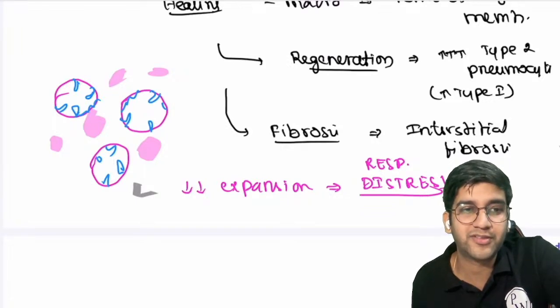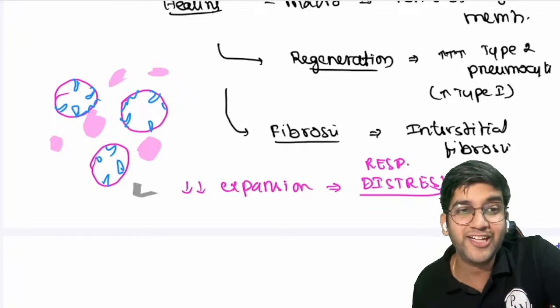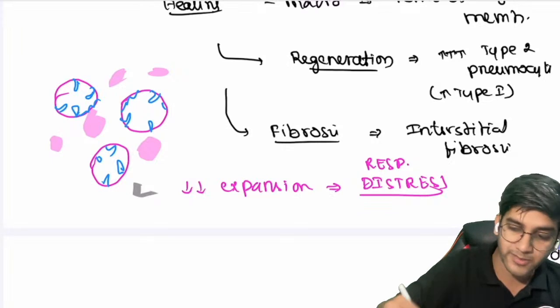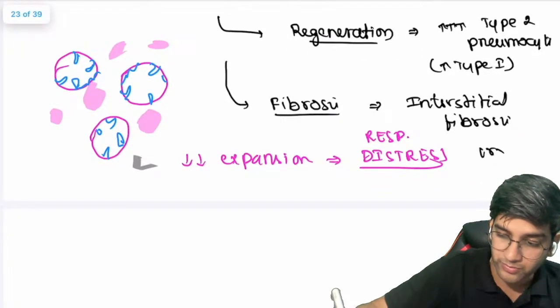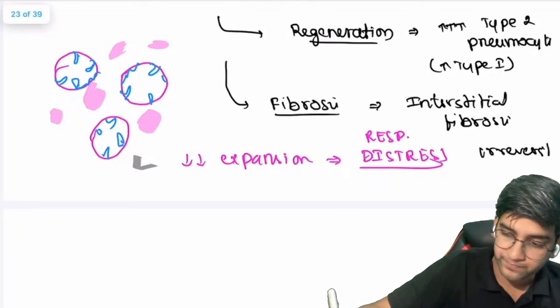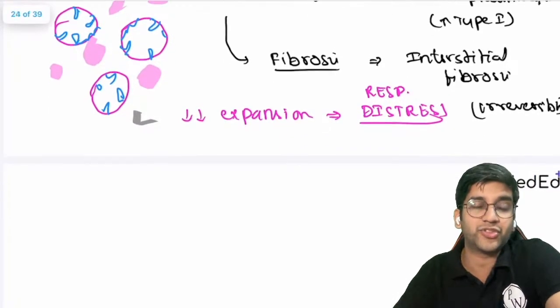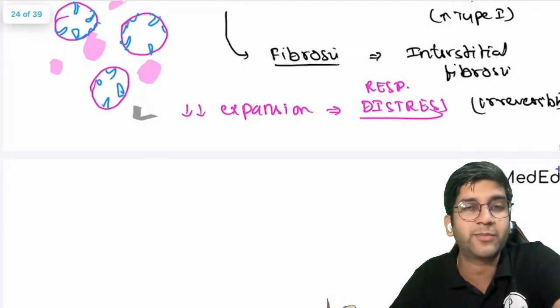Now tell me, this respiratory distress due to fibrosis, reversible or irreversible? Fibrosis, irreversible. That's my biggest problem with ARDS. The distress is irreversible. Can't do anything. No one can do anything. It will be irreversible because it's fibrosis. No one can take back fibrosis again, right?